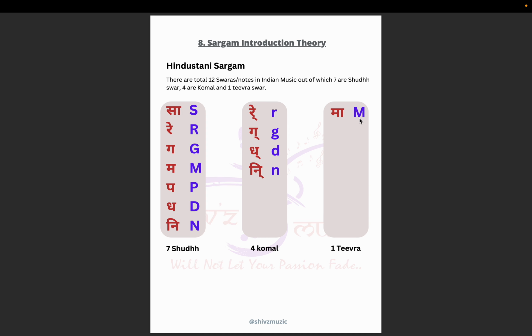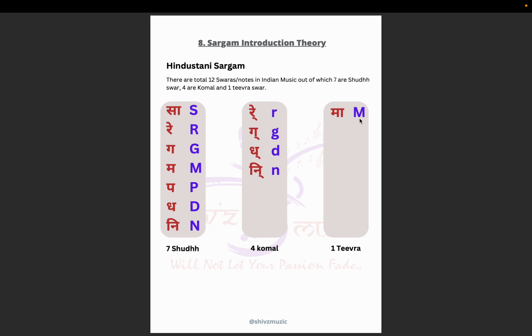Sa, Re, Ga, Ma, Pa, Dha, Ni, Sa. Do, Re, Mi, Fa, Sol, La, Ti, Do. These depictions are used in Western music as well, but here we will take reference of Sa, Re, Ga, Ma, Pa, Dha, Ni, Sa. If you observe, music has no language barrier. Music is universal. Anyone can learn music, anyone can find themselves in music. This is the beauty of music, okay?